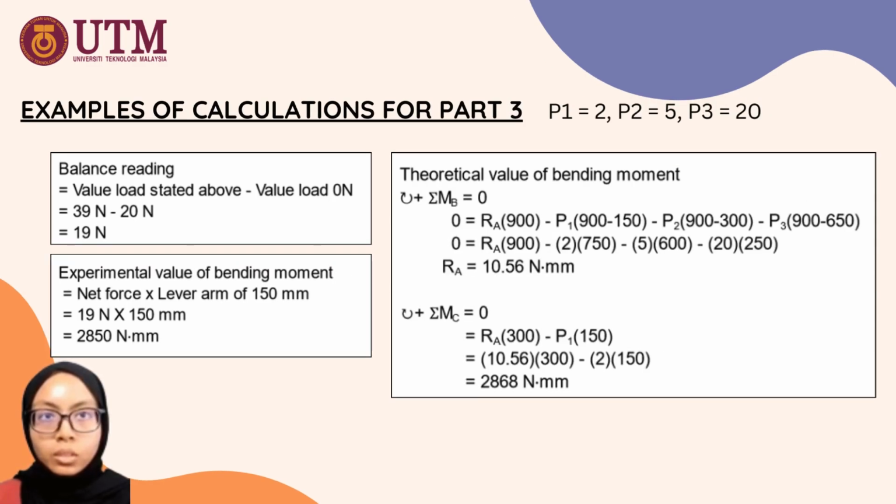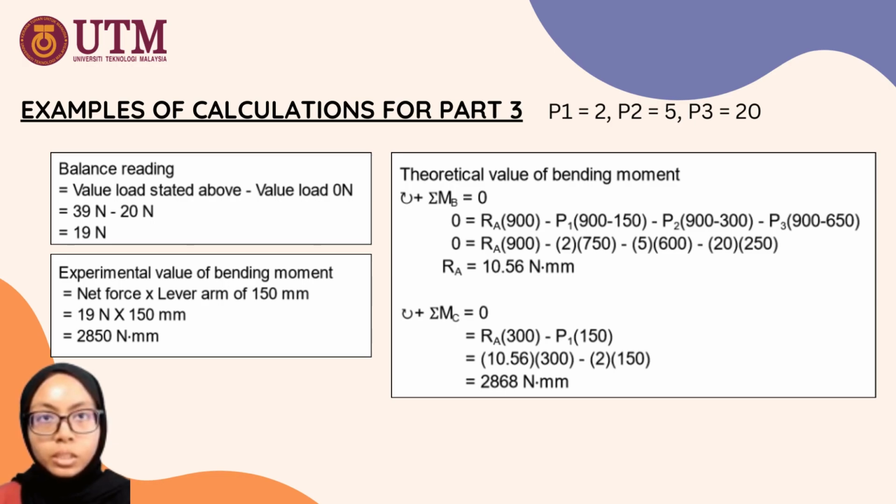This is the example of calculations for part 3. First, we need to find the balance reading. The formula is the value load stated in the table for the applied load, which we got from the spring balance, minus the value load of 0 Newton. And then we got the answer of 19 Newton. Then we proceed to find the experimental value of bending moment. The formula is the net force times the lever arm of 150 mm. And we got the value of the experimental bending moment.